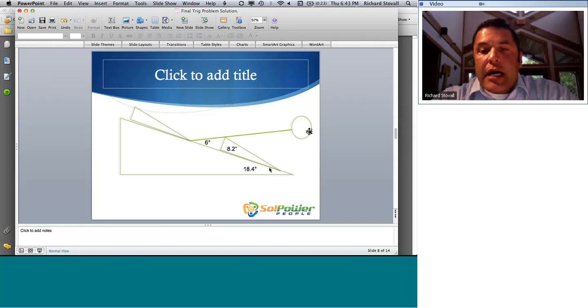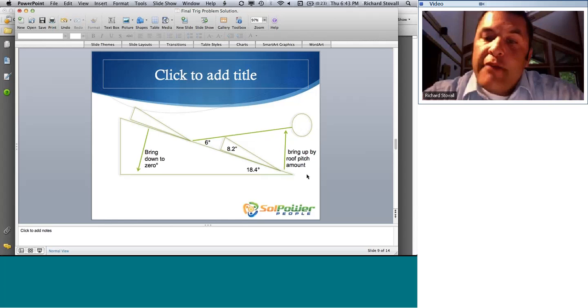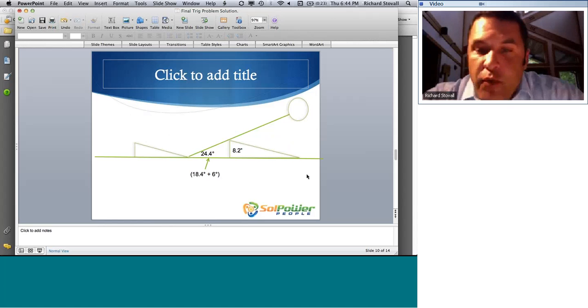And there's an 18.4-degree angle that is being applied to the rooftop. So the way you account for this is you bring down to zero the slope of the rooftop, and you bring up the altitude of the sun by the same degrees that the roof was pitched at. So basically you take 6 degrees and you add 18.4 degrees and that brings you to 24.4 degrees.